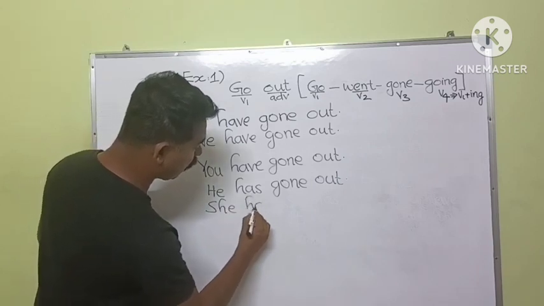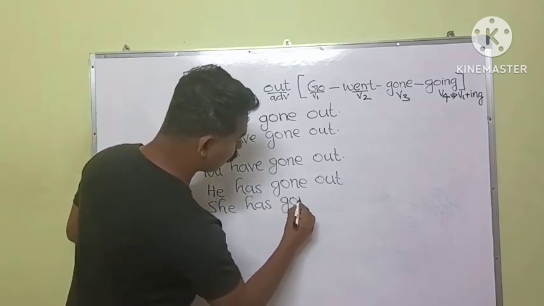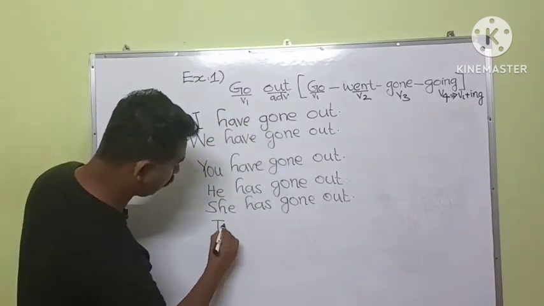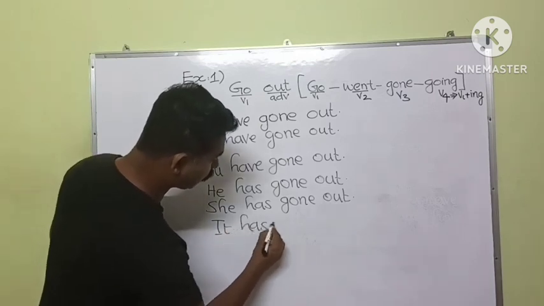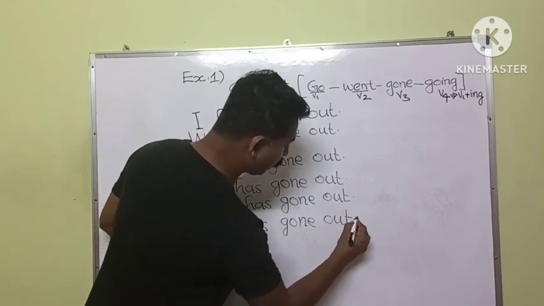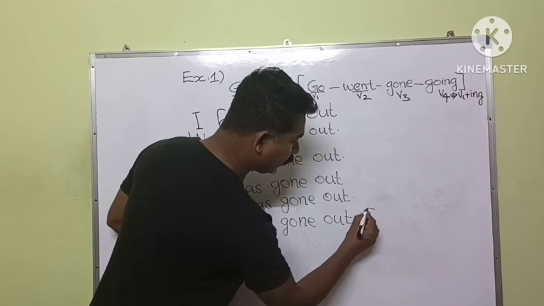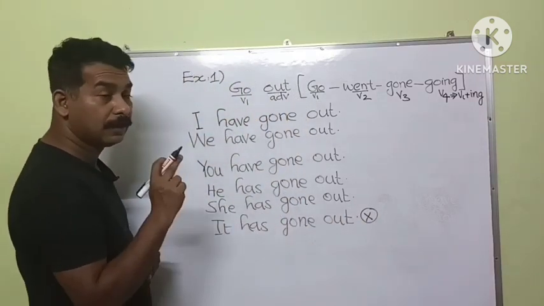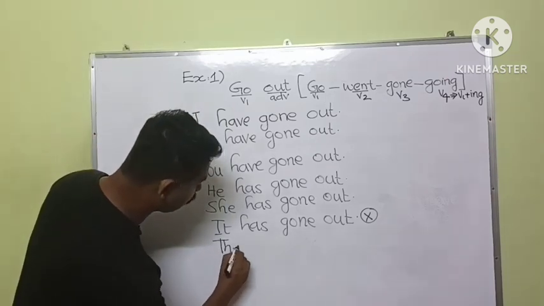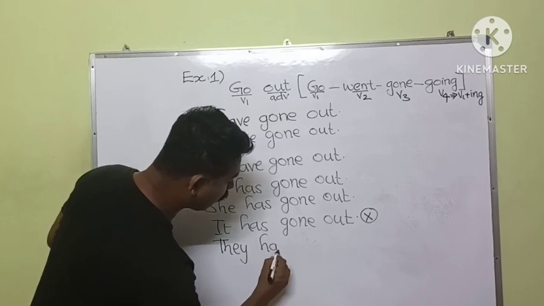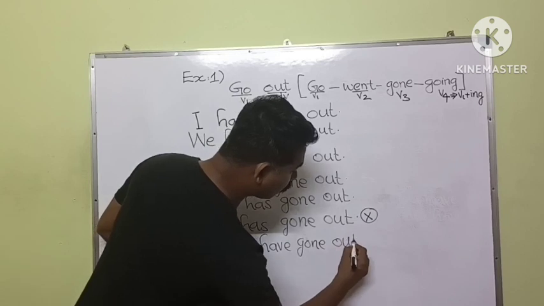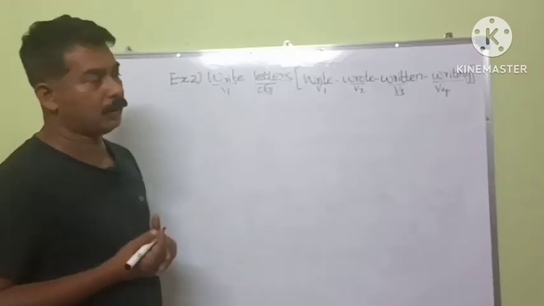She has gone out. It has gone out. We can keep a mark like this. It indicates that the sentence is not always meaningful. Last sentence, they have gone out.